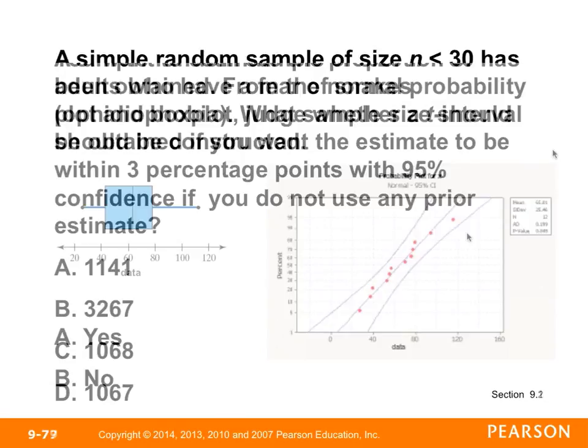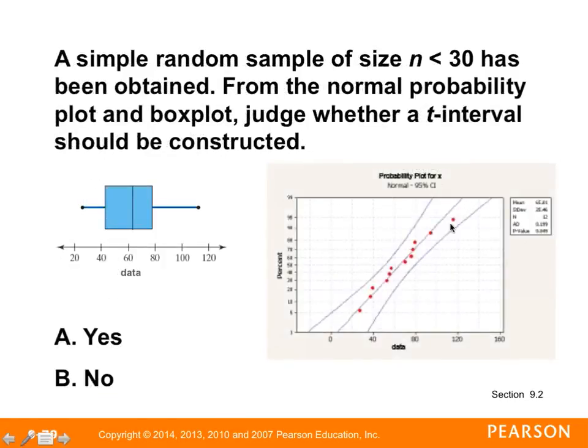Here, we're shown a simple random sample of size n less than 30. From the normal probability plot and the box plot, we want to decide whether a t interval should be constructed. If you remember the flow chart we went through, if the sample size is less than 30, we needed a normal distribution, or something approximately normal. Looking at the normal probability plot on the right-hand side, all of our red dots are within our bounds, so this looks good. In the box plot, we don't have any asterisks, so there are no outliers. So it would be fine to construct a t-interval.